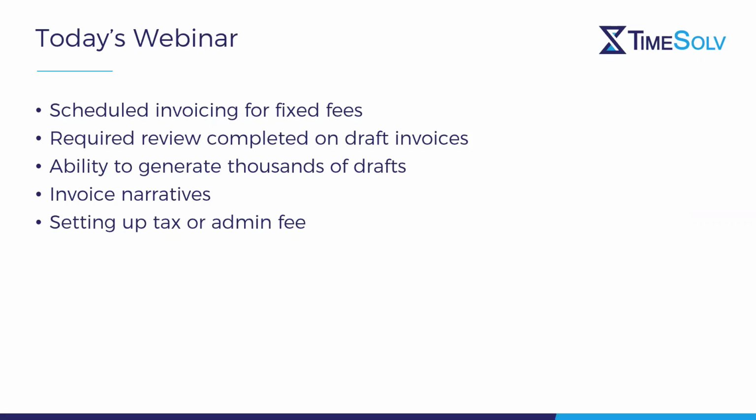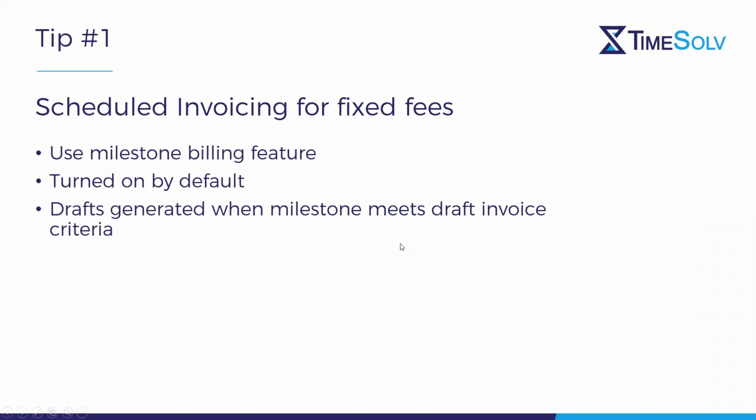So let's go ahead and get started and talk about the fun new feature of how to schedule your invoices for fixed fees. So you're going to be using the milestone billing feature that we have already in place. And I'm going to talk about how it's already turned on by default and how you can generate draft invoices from milestones that you've created when they meet certain criteria.